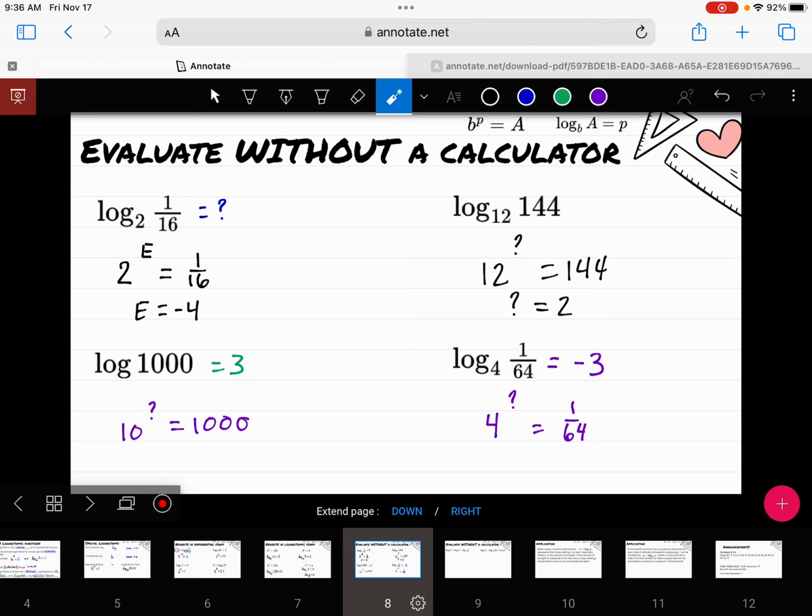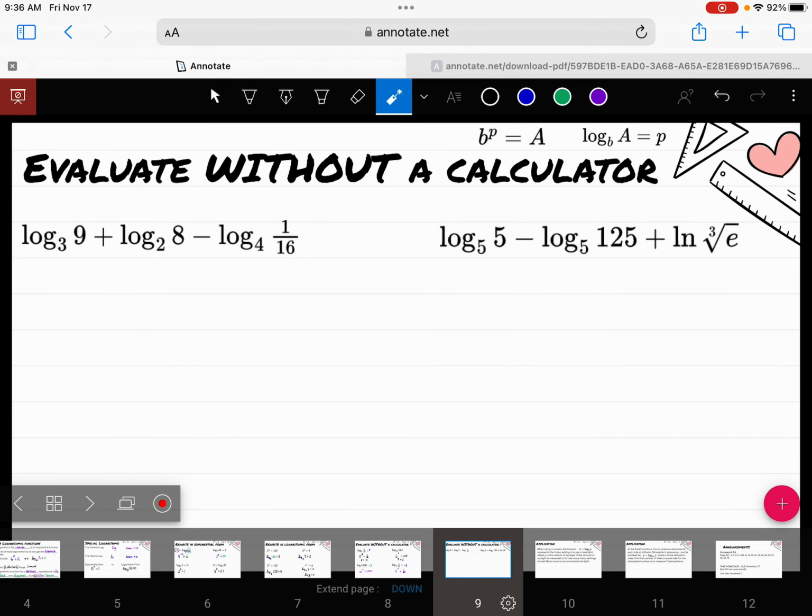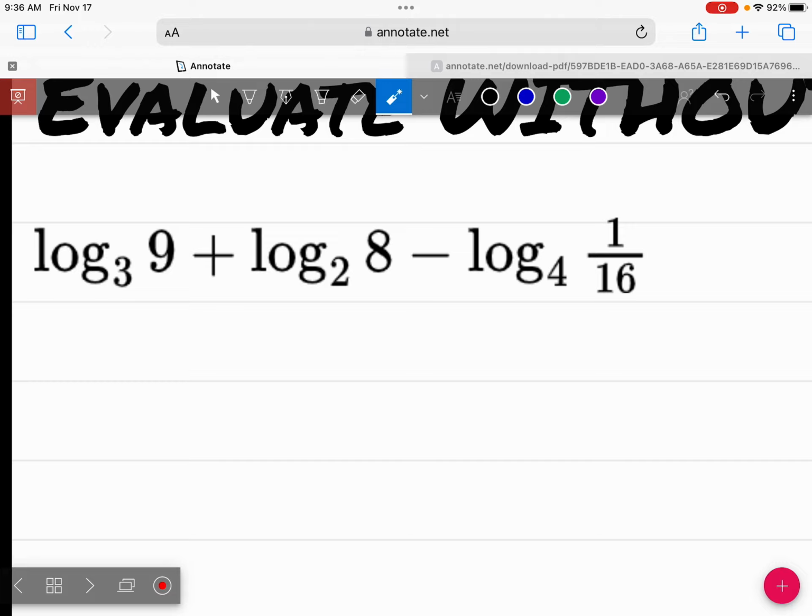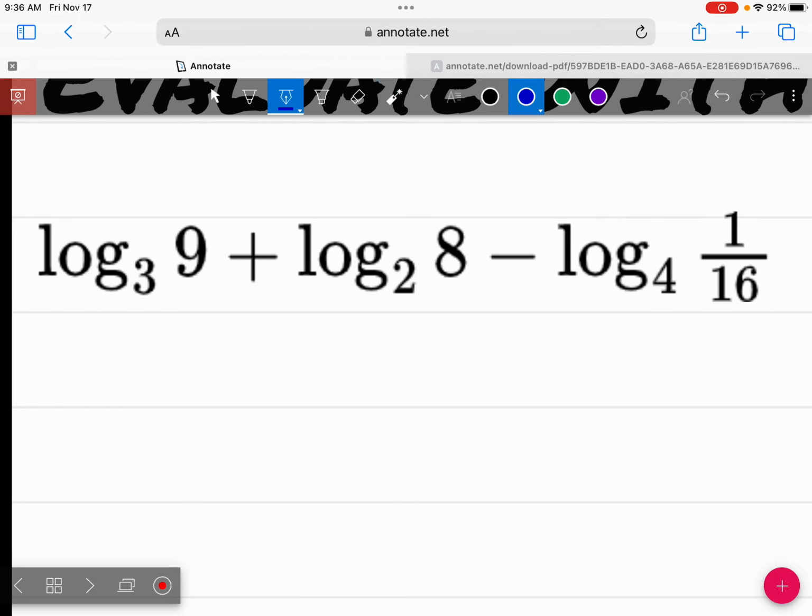All right, are we ready for the next two? Our last two of the solving or evaluating, because they're not solving because they don't have an equal sign. It's evaluating. Okay. So look at each log individually.